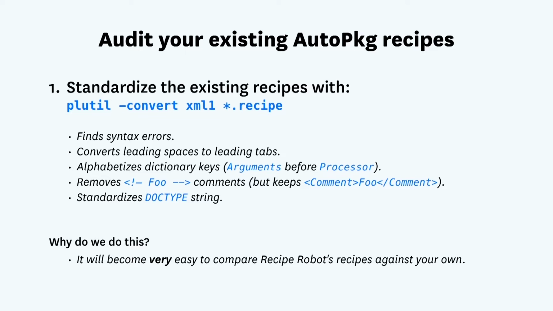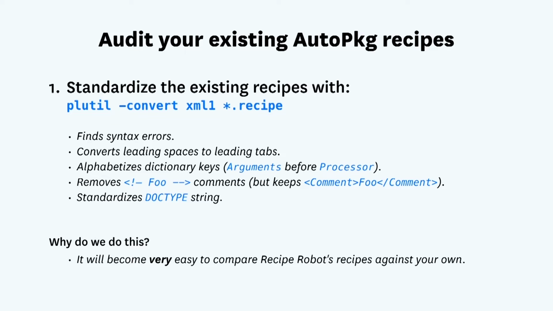It's going to find any syntax errors and complain about them, so you can fix those before it gets any further. It's going to convert all the leading spaces to tabs, and that way you're not going to see a lot of noise in your diff tool about, oh, well, this one's got 4 space characters and this one's got a tab, or 8 space characters and this one's got a tab. It goes through and takes any item in the plist that has a dictionary value, and it alphabetizes the keys so that when you compare things, they're in the same order.